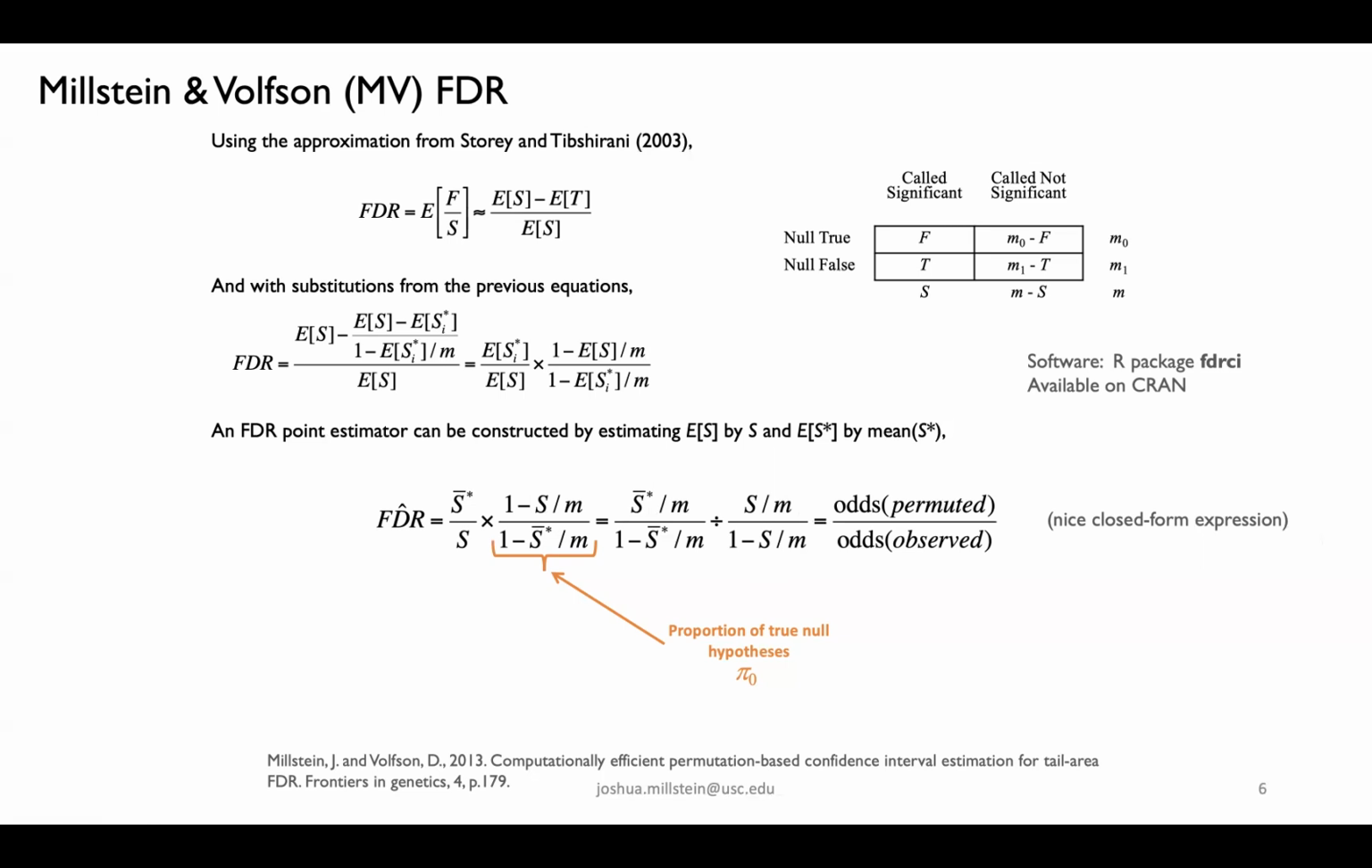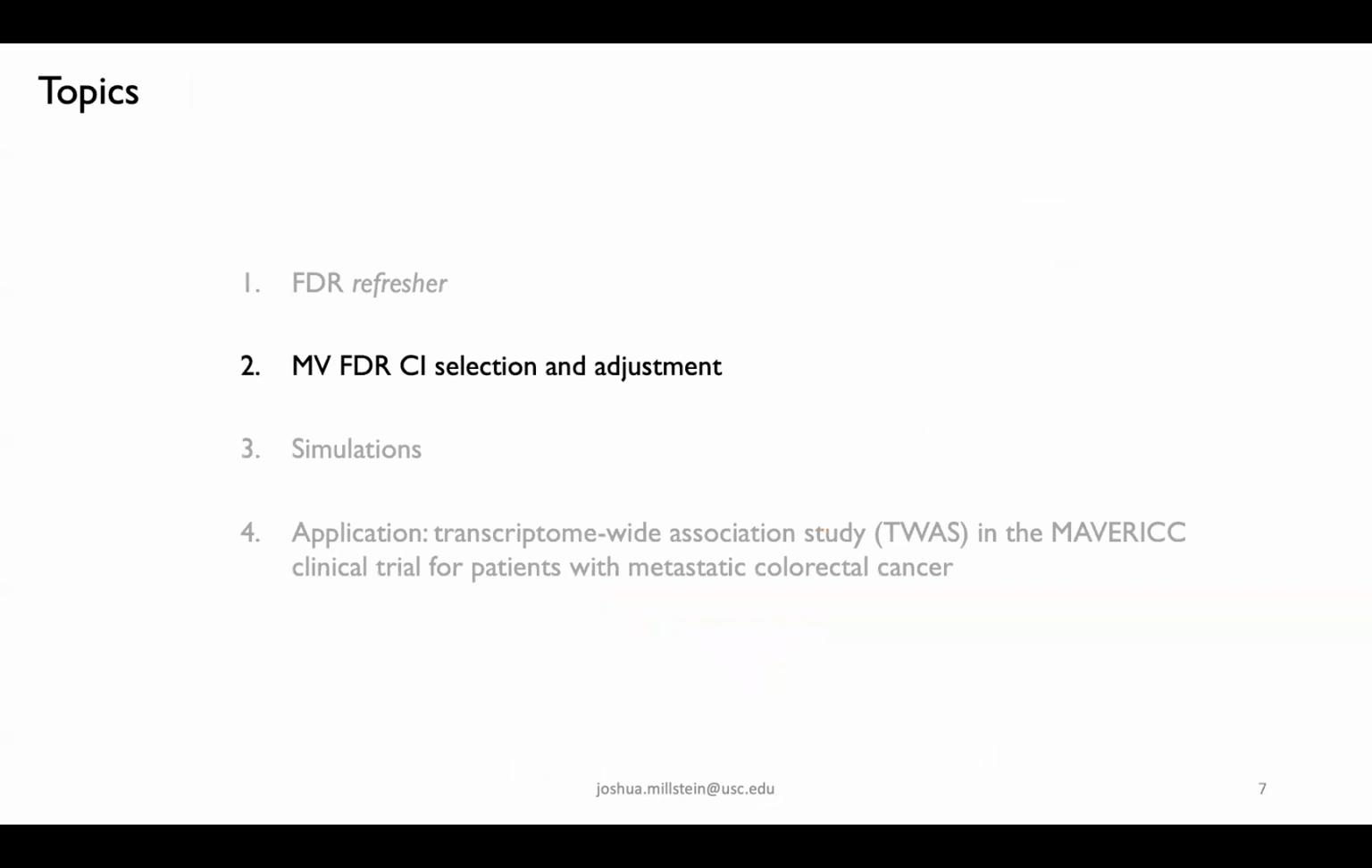And like an actual odds ratio, where we have this commonly used estimator, the Wolf estimator of variance, we can estimate the variance of the log FDR in the same way and use that to construct confidence intervals. So that's the initial version of the FDR approach with confidence intervals that I've developed. So now that's the background part, and I'll get into this idea of selection and adjustment of FDR confidence intervals.